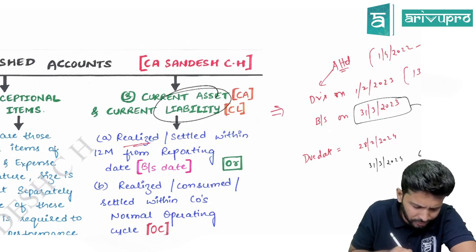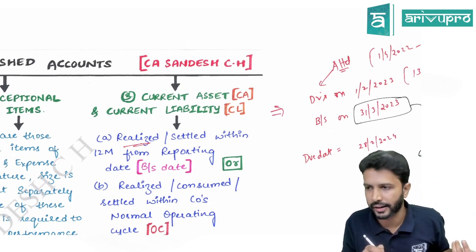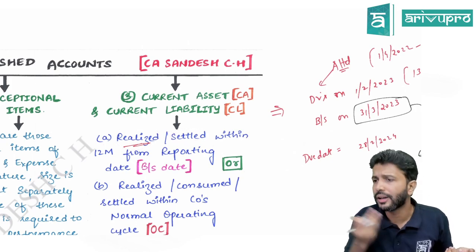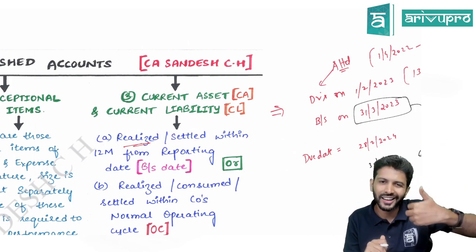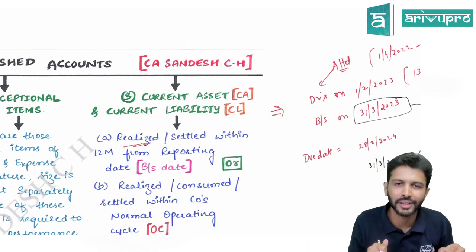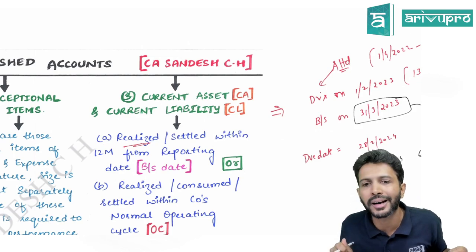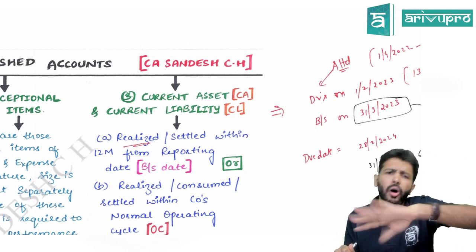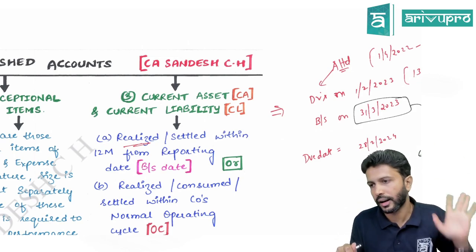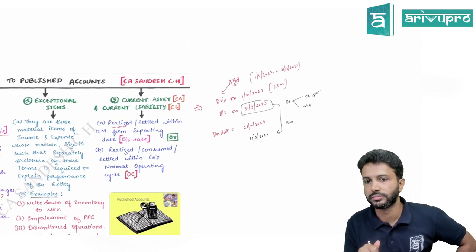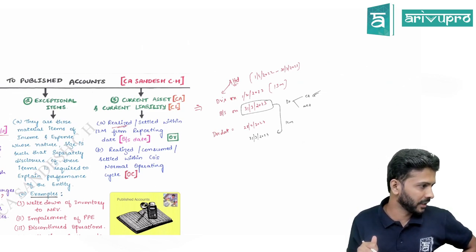So it's a common definition for a current asset and current liability. Current assets you will realize. Current liabilities you will settle. If that realization or settlement is happening within 12 months from the balance sheet date, then that component automatically becomes a current asset or a case of current liability. That's all is the first parameter. Comfortable, everyone? Can I move on to the second parameter?